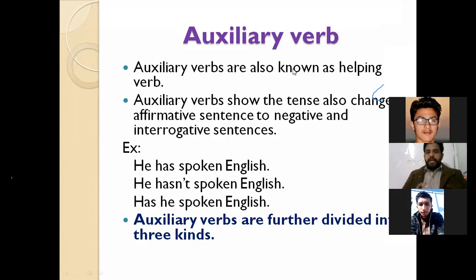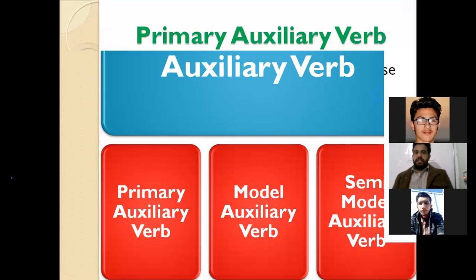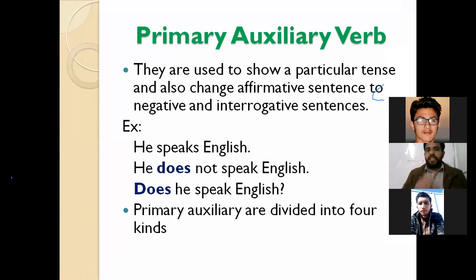Yes, sir. Okay, then we have it clear. Auxiliary verbs, helping verbs, are further divided into three kinds. The first one is primary auxiliary, then we have modal auxiliary, then we have semi-modal auxiliary. So primary auxiliary we are talking about. They are used to show a particular tense and also change affirmative sentences to negative and interrogative.